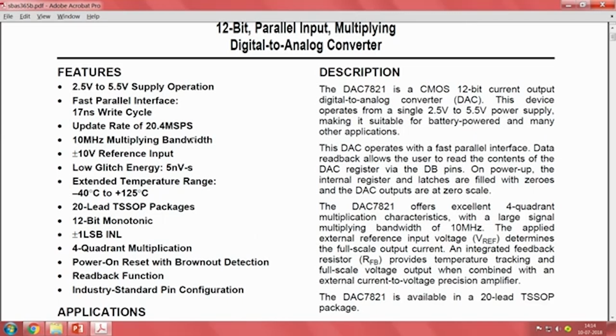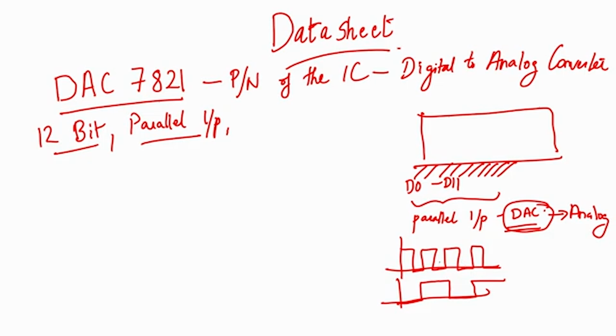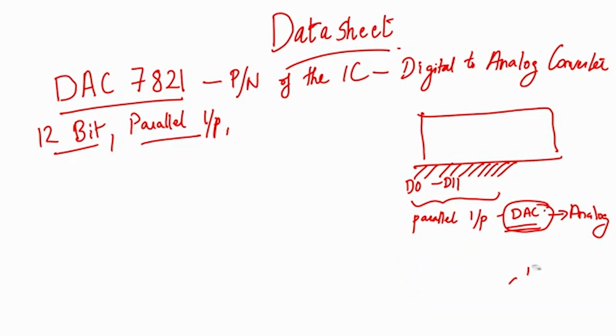The multiplying bandwidth, in the sense that we had seen how the digital inputs look, each bit. One bit will be like this, and another bit would have a lower frequency like this, correct. In the conversion we have to multiply it with 2 raised to 0, 2 raised to 1 and so on. This is how the multiplying type DAC will work. The bandwidth for taking into account these fast changing signals is what they have mentioned in the data sheet.